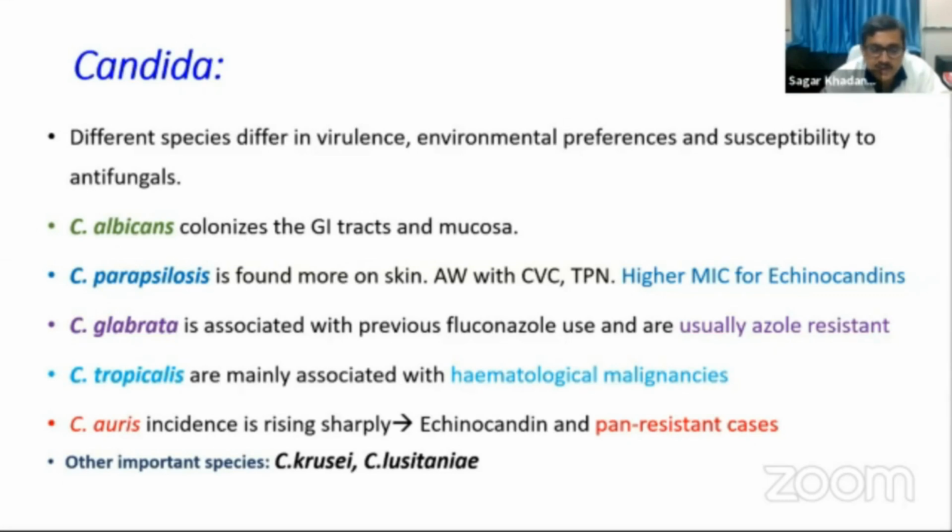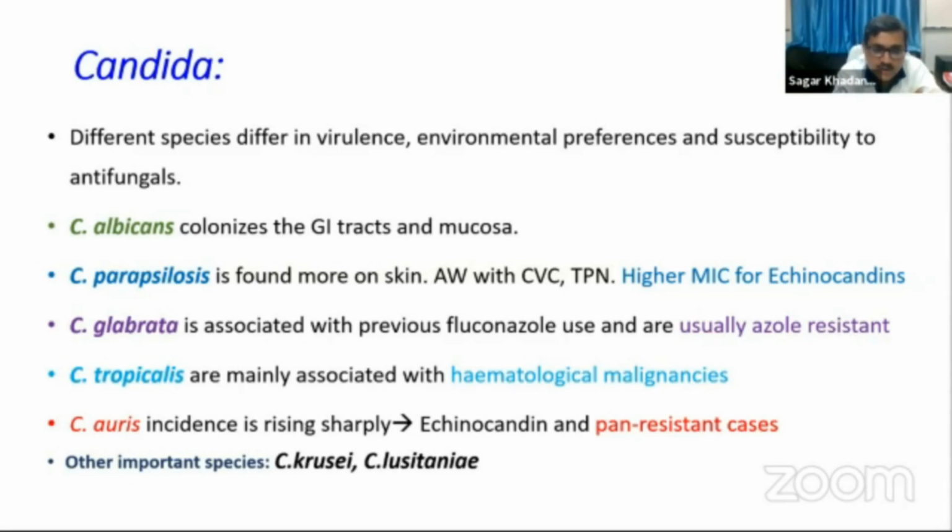The importance of identifying Candida parapsilosis is that there is a higher MIC of echinocandins, and you may have to give a high dose of echinocandins. Candida glabrata is associated with previous fluconazole. Many patients will be taking fluconazole therapy when they are immunocompromised or for onychomycosis, and in these patients, Candida glabrata may invade and give you azole-resistant candidemia. Candida tropicalis is mainly associated with hematologic malignancies. So when you deal with hemato-oncology, think of Candida tropicalis.